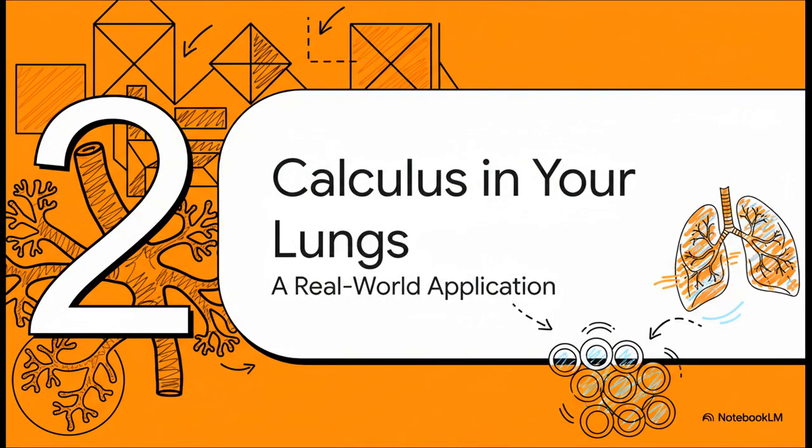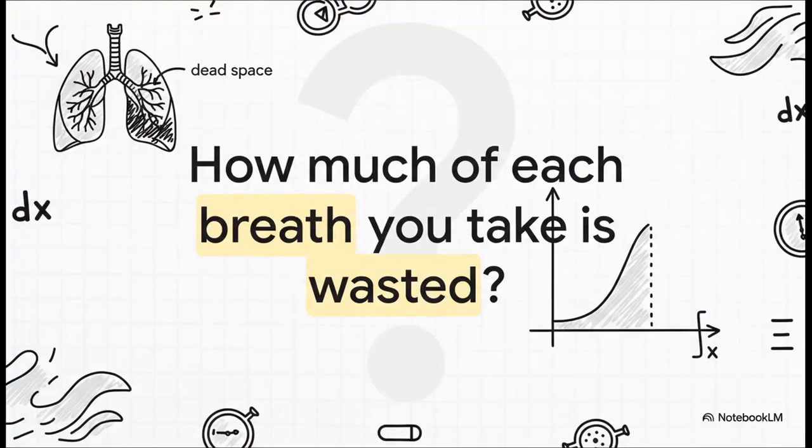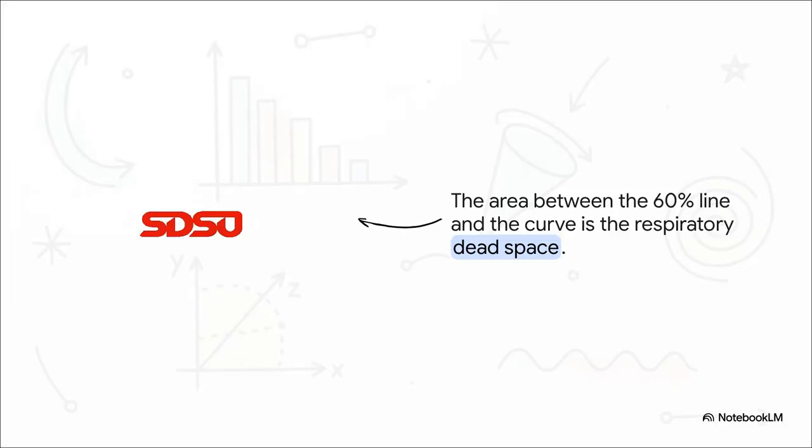But where does this actually show up in the real world? Well, let's get personal. In fact, let's look inside your own body, at the very air you're breathing right this second. Every time you inhale, not all of that air actually gets to your lungs to do the whole oxygen exchange thing. Some of it just hangs out in your airways, your windpipe and all that. It's called respiratory dead space, and measuring it is actually a huge deal for understanding lung health. But how can you possibly measure that? And you guessed it, doctors solve this with calculus.